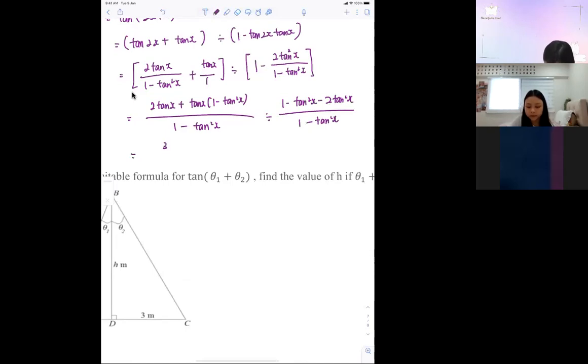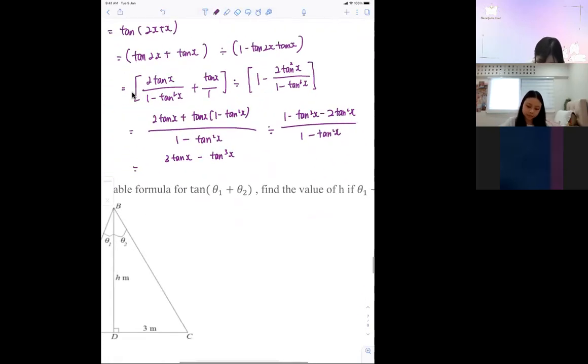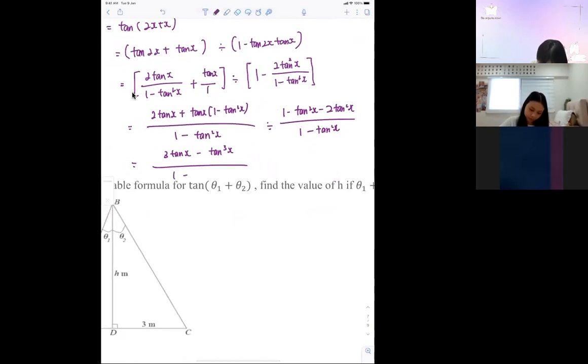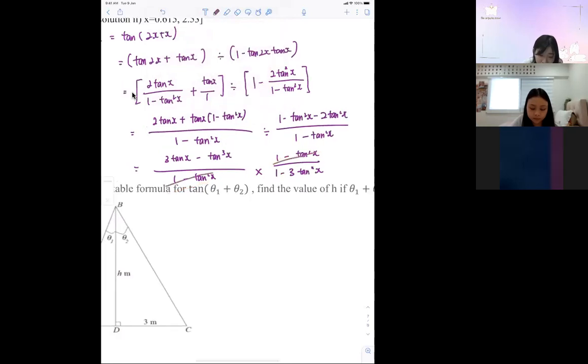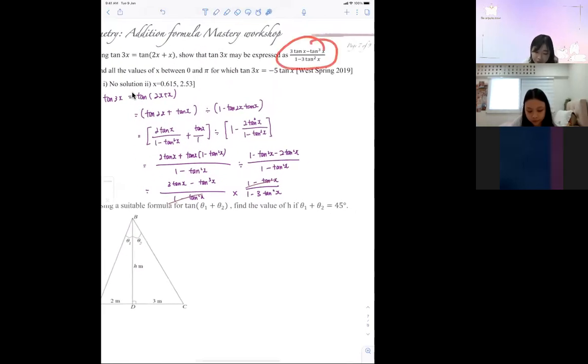So we have 3 tangent x minus tangent cube x. Well, I got tangent cube. Okay, we have over 1 minus tangent square x times 1 minus tangent square x over 1 minus 3 tangent square x. Can you see that this and this can cancel? They are the same thing, right? So I just cancel. Okay, then answer already.